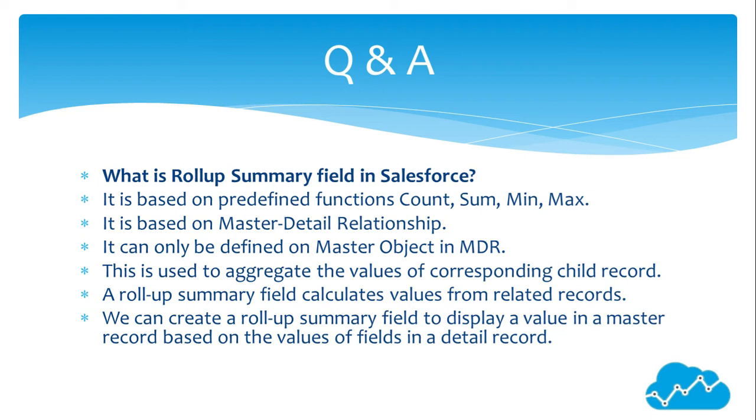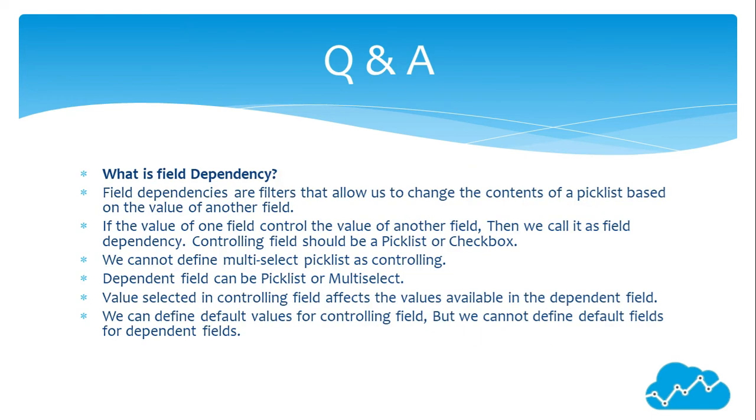A roll-up summary field calculates values from related records. We can create a roll-up summary field to display a value in a master record based on the values of fields in a detail record. What is field dependency?